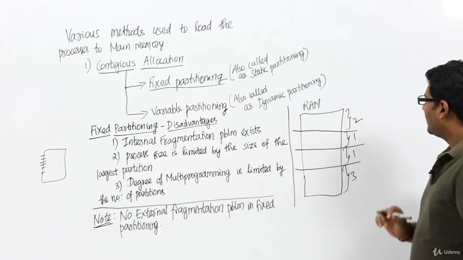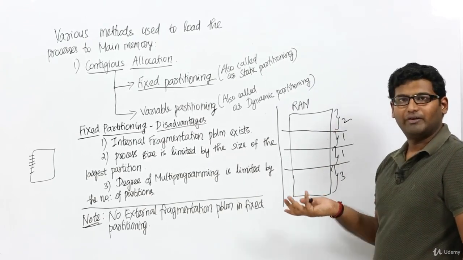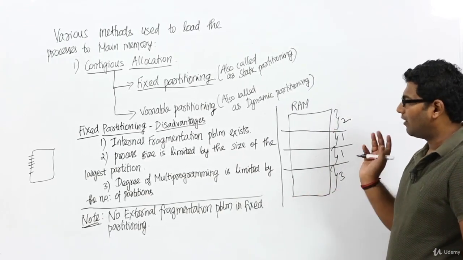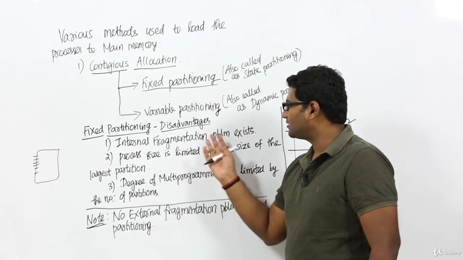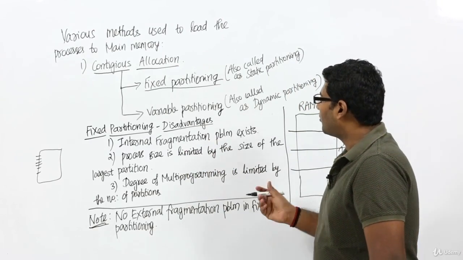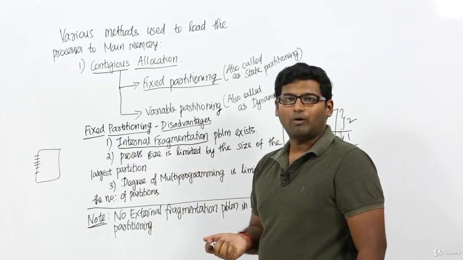Okay, fine. Now this has a lot of disadvantages, right? Of course, nowhere is it used right now. It was used long back, but now nobody is using it. Let's see what are the disadvantages of this fixed partitioning. First problem is something called internal fragmentation. Internal fragmentation problem exists.